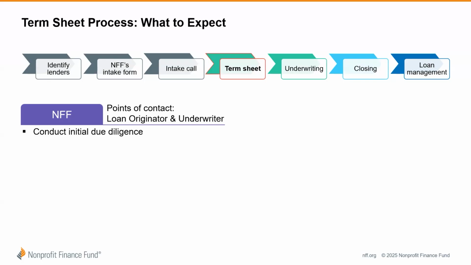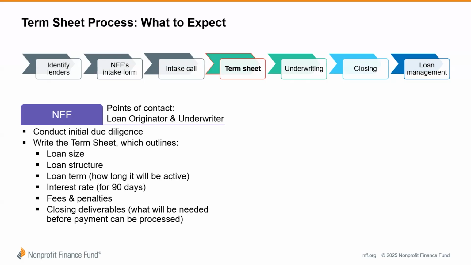So what is in a term sheet? A term sheet outlines the loan size, which might be different than what was originally requested, the loan structure, which is when and how the money is lent and when and how you pay it back. Loan term, which is the period of time until maturity when the loan has to be fully repaid. It locks in an interest rate for a period of time. So if the loan takes longer than that to close, then the rate could change.